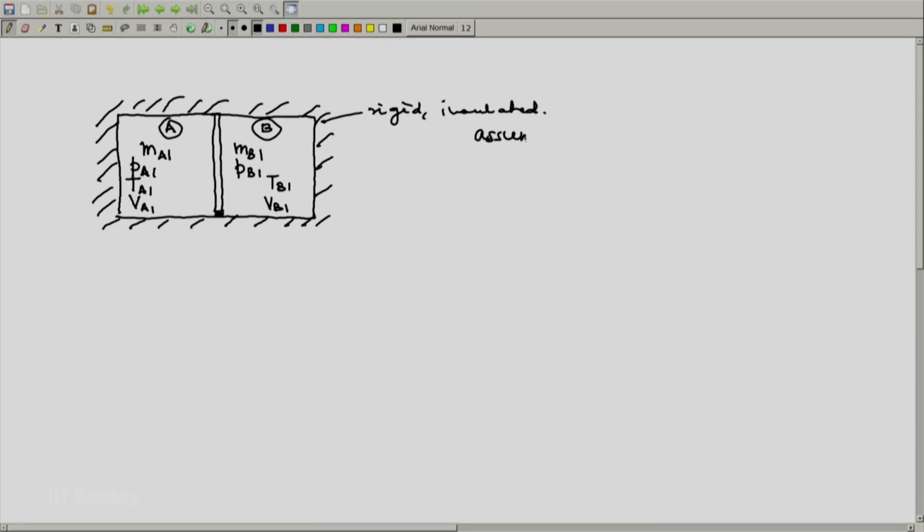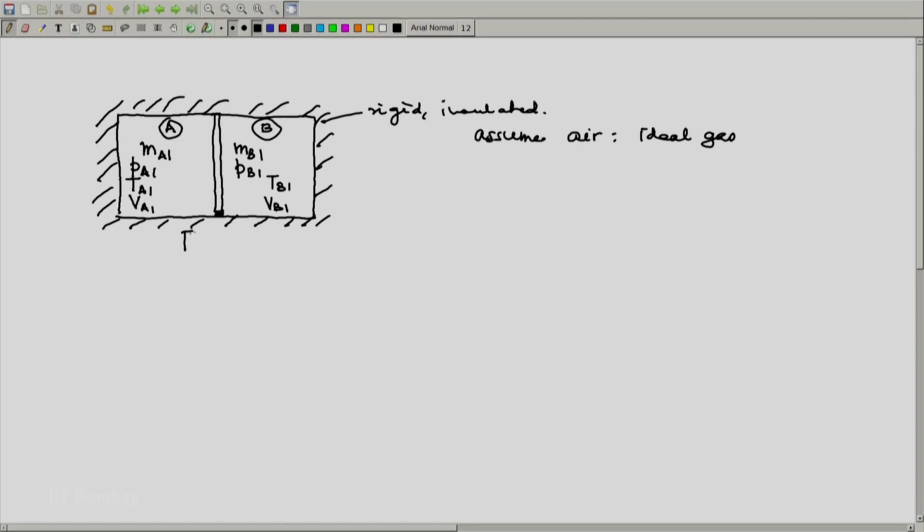The volumes are given, the temperatures are given, the pressures are given. So if we assume air to be an ideal gas, we can determine using PV equals MRT, assuming some molecular weight of air, say 29 kilogram per kilomole, and you are through. You can determine MA1 and MB1.